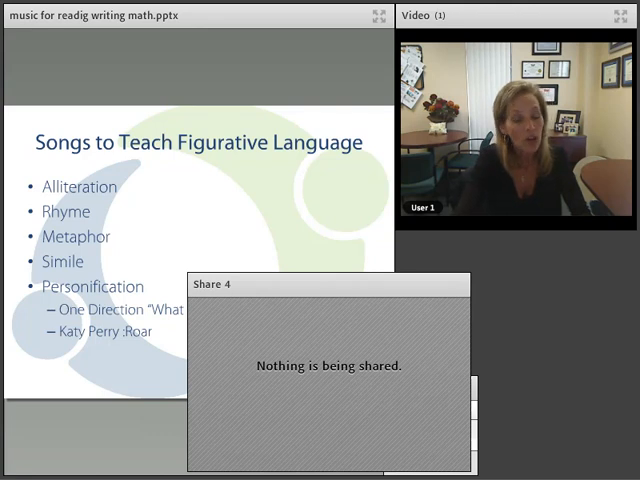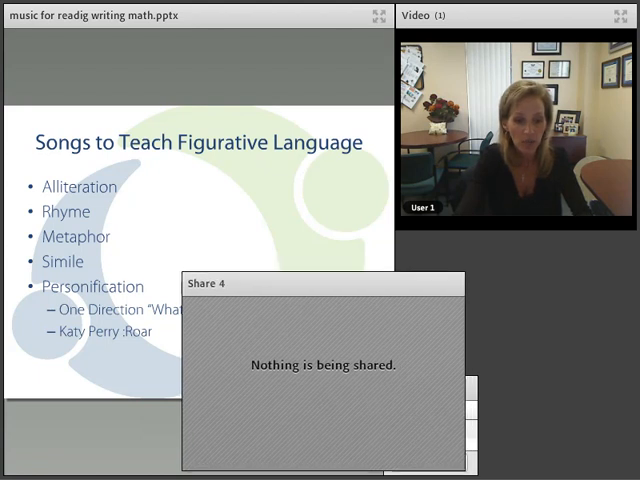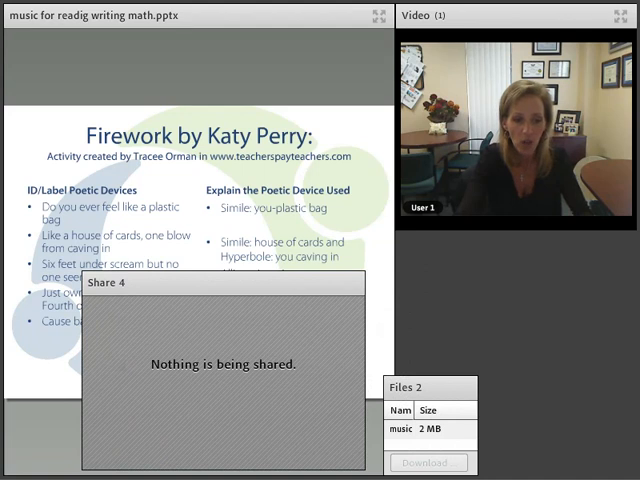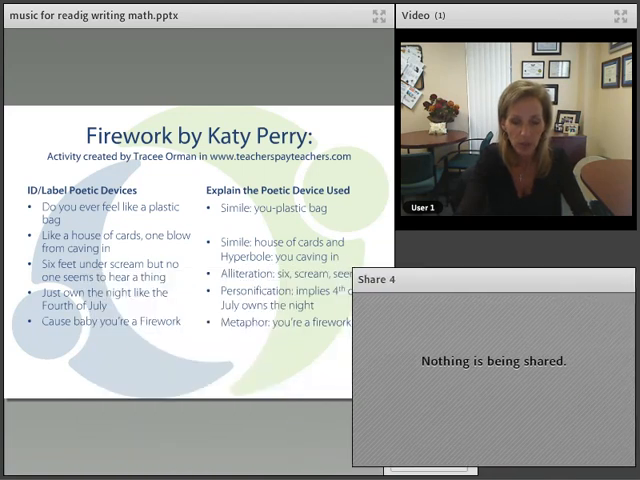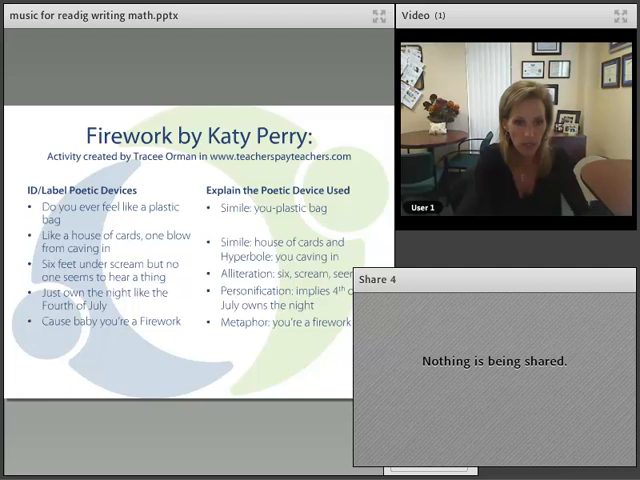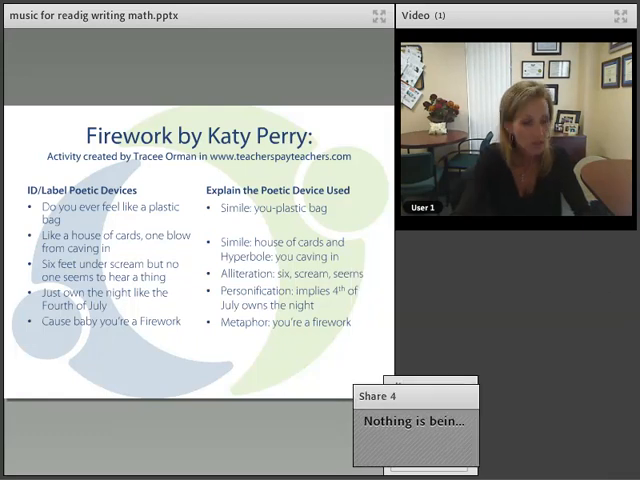All right, so we can also use songs to teach figurative language, such as alliteration, rhyme, metaphor, simile, quite higher level concepts in language arts. And you can also teach personification. For example, the song One Direction, What Makes You Beautiful, can be used to teach various forms of figurative language. And then also the song from Katy Perry called Roar. And so let me just show you an example here.